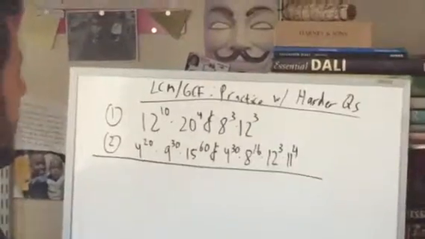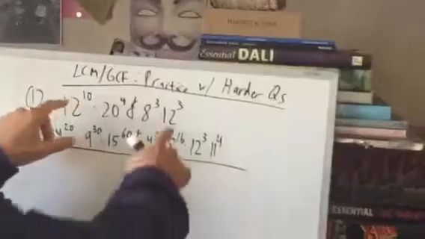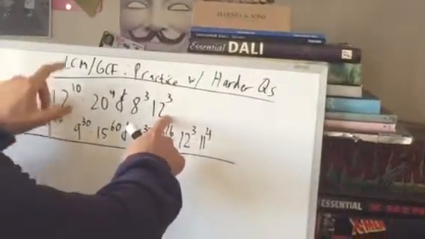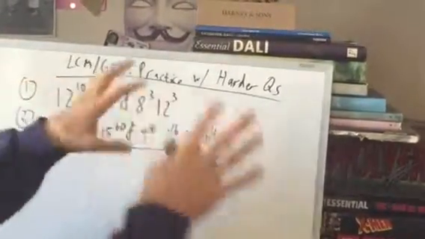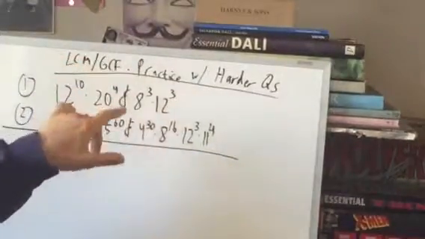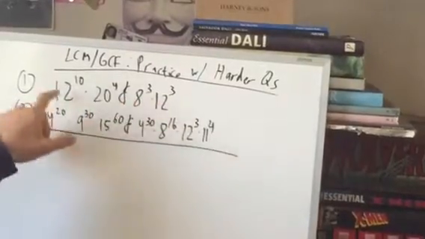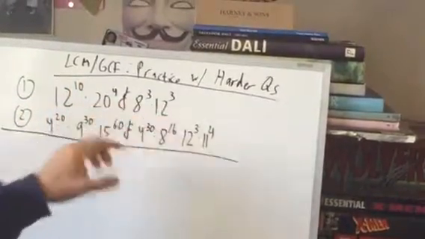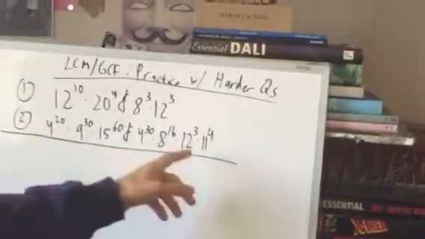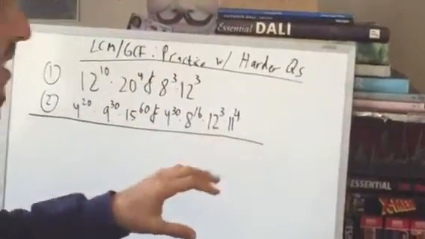You might be tempted to say, okay, what do these share? Well, they share 12s, so for the LCM I'll take the higher power. The point is you can't start doing this until you've gotten the true prime factorizations. These are not prime numbers, so the 12, the 20, and the 8 need to be broken down. Same thing here. If you have these sorts of questions, first get the prime factorization.